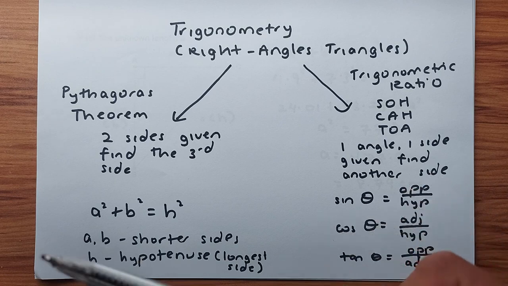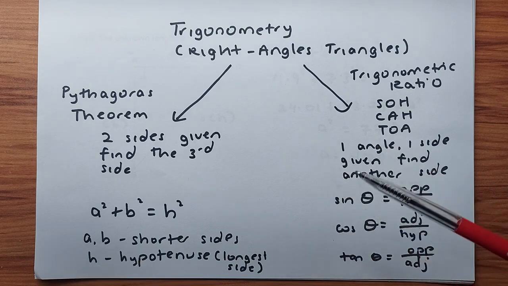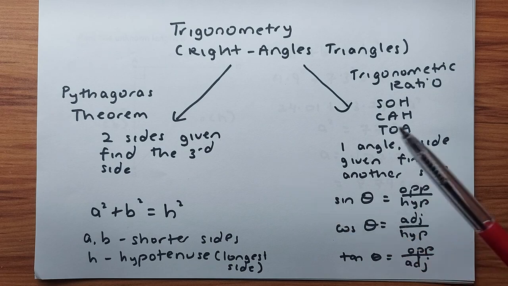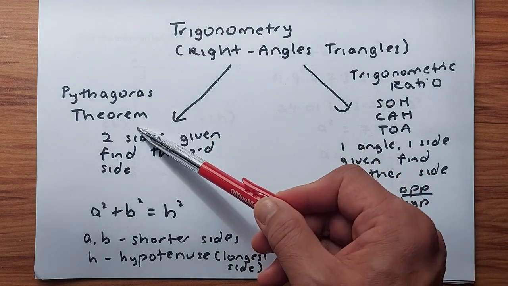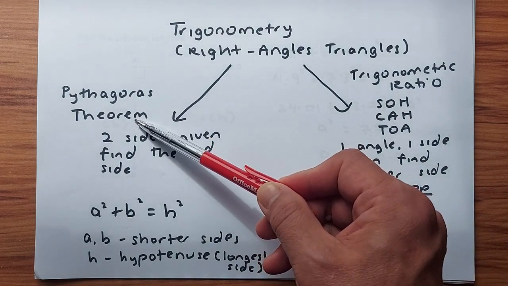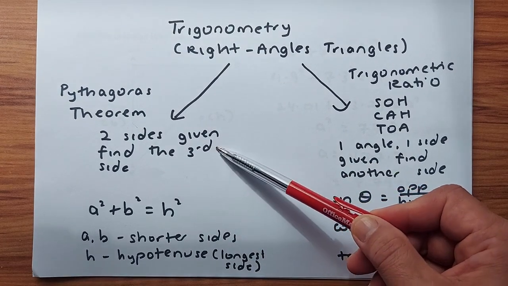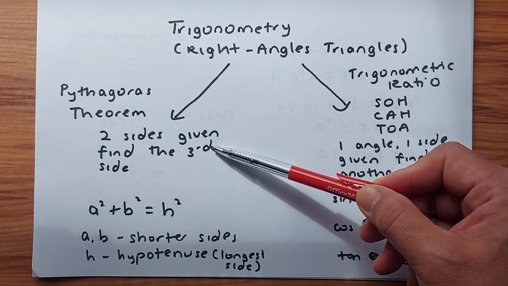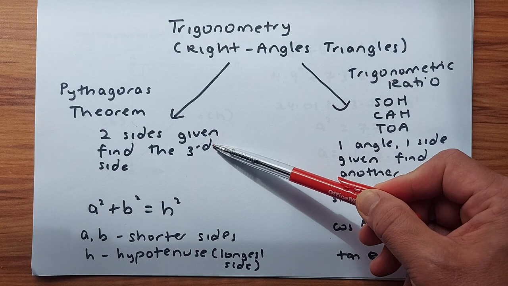So in right angle triangle, to solve angles or sides, there are two possible ways. The first way is called the Pythagoras theorem. The Pythagoras theorem is done when two sides are given and you need to find the third side. No angles are given except the 90 degrees angle.